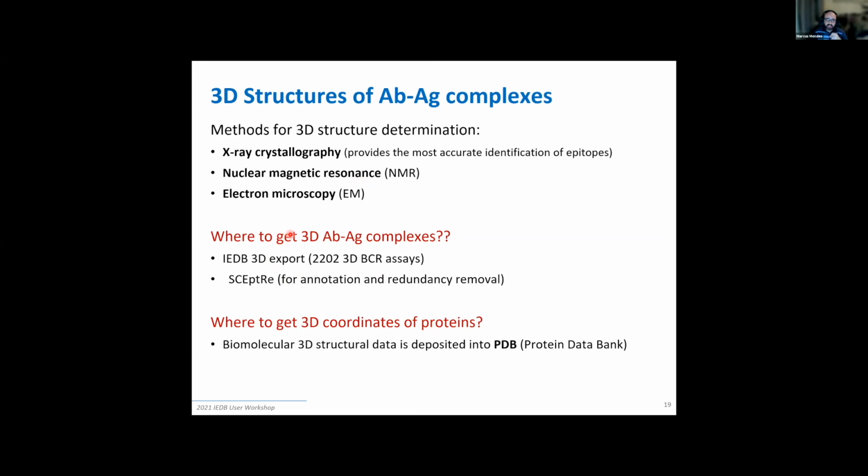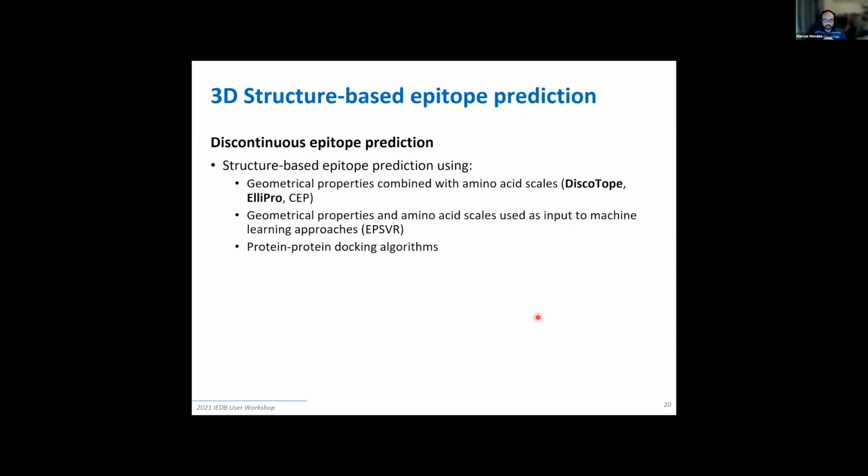We have more than 200 BCR assays with 3D available. You can export it as a table and try to work with that. But for using our tools, like DiscoTope and Ellipro, you need the 3D coordinate file. That one is available on the PDB database, the Protein Data Bank. I'm going to show you after, but you can go there and find the crystal of the protein that you want to work with. With that file, you can start using your prediction tools to map predicted epitopes.